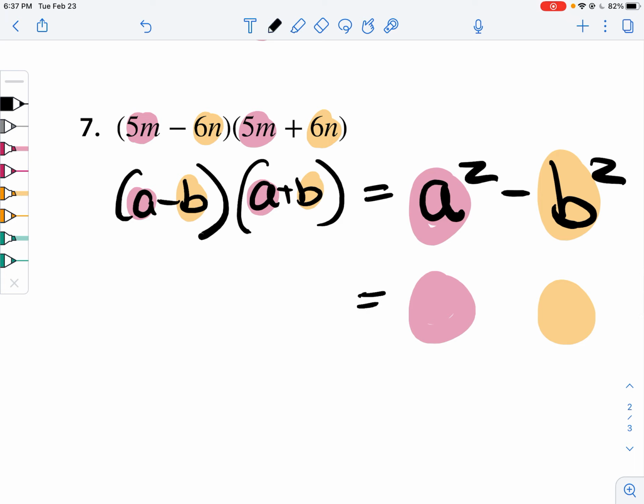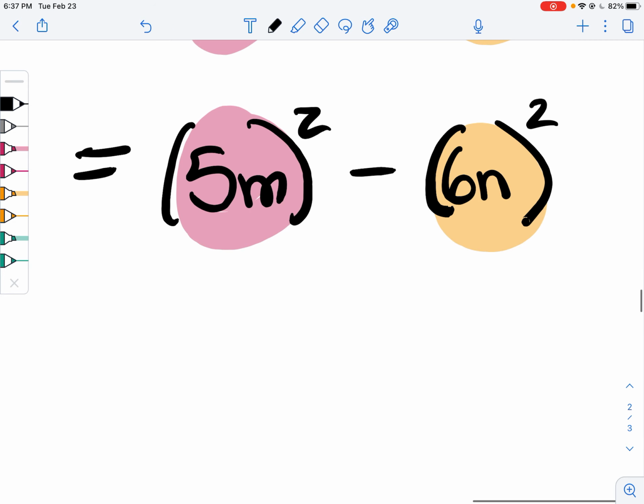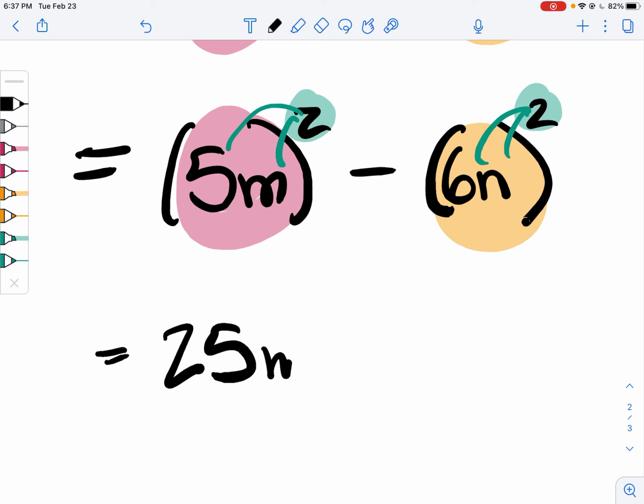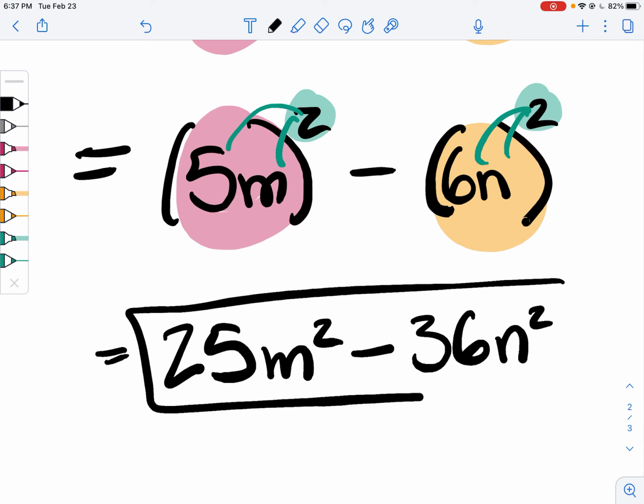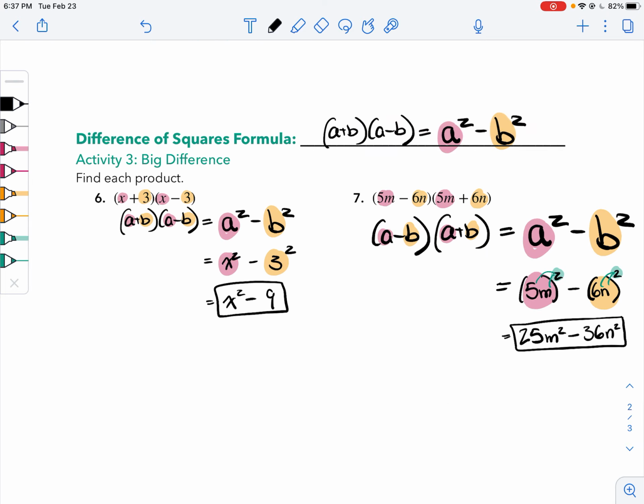So since our A term is 5m, we'll find out what is (5m) quantity squared. Since our B was 6n, we want to find out what is (6n) quantity squared. Well, we have to take our square and distribute it to both guys in the parentheses. 5 squared is 25, m squared is m squared. 6 squared is 36, n squared is n squared. There you have it. That's our shortcut.